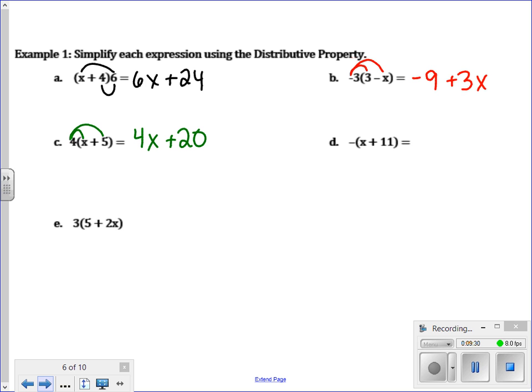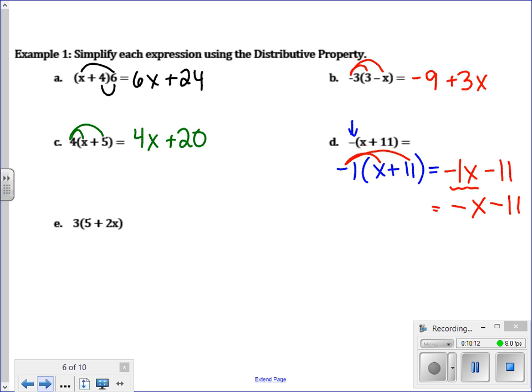Now in example D, this one's a little bit tricky because we have to recognize that this negative that is out in front is actually a -1. So what I really have here is -1 times x plus 11. Once I realize that I have a -1 there, I just distribute the -1 to the x and get -1x, and -1 times positive 11, a negative times a positive is a negative. So I have -1x minus 11. Now I don't have to write the -1 here in front of the x. So an equivalent correct answer would be just negative x minus 11.